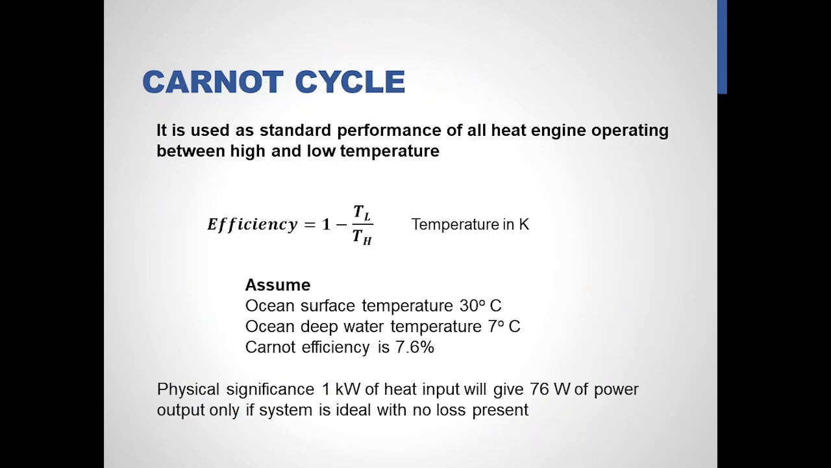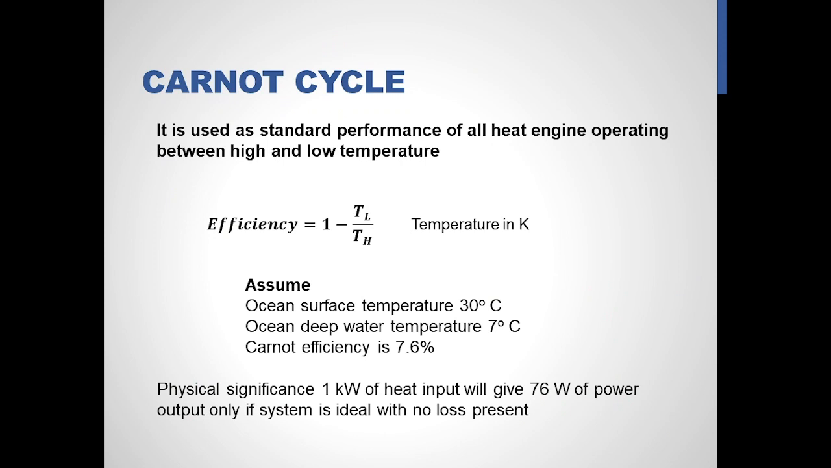Now let's come to the Carnot cycle. It is used as the standard performance for all heat engines operating between a high temperature and a low temperature. The efficiency we can calculate as 1 minus TL by TH. Assume that the ocean surface is 30 degrees and the deep water temperature is 7 degrees, then the Carnot efficiency is 7.6%, which means if we put in 1 kilowatt of heat input, we will only get 76 watts of power output, and only if the system has no loss in it.